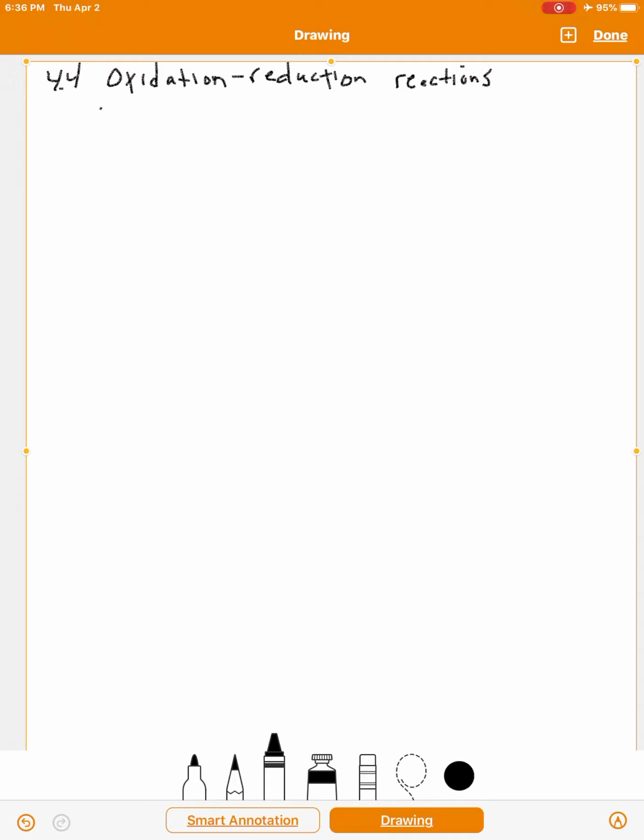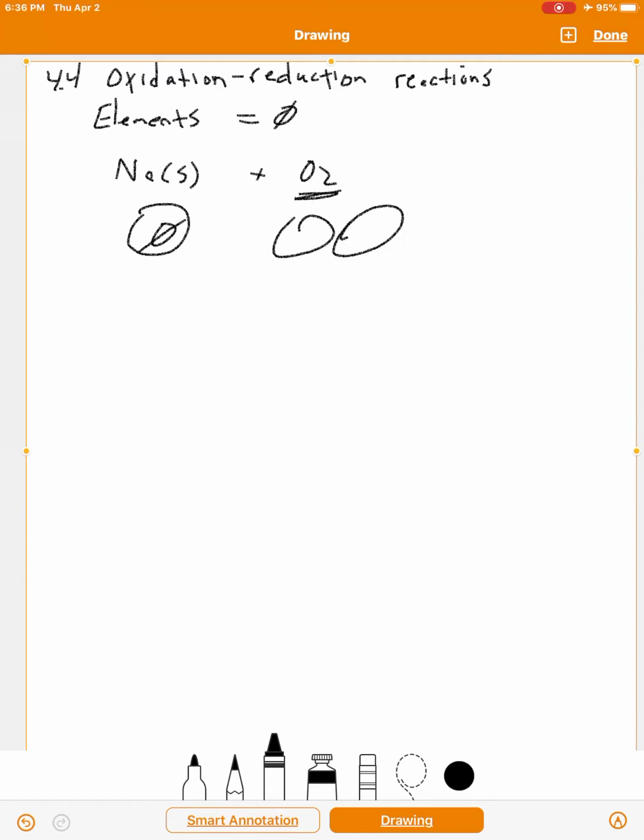We just assign elements as having an oxidation number of 0. So if you see Na, we would say the sodium has an oxidation state of 0. If you have O2, each of those atoms, this is an element. It's not a compound, because it only has one type of element. It's not an ion, it doesn't have any charge, so that means it's an element. So for that reason, we say it's 0.